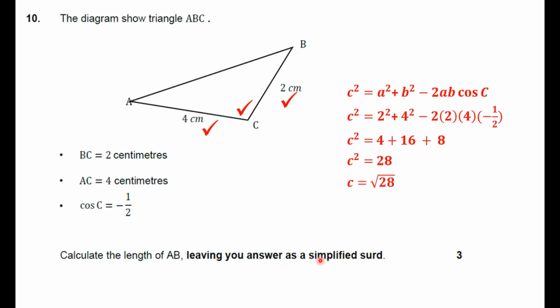But if we look down here, we want a simplified surd. Find a square number that divides 28. That's going to be 4. 4 times 7 makes 28. So one square root can be split into 2 square roots like this. We do it so we can get a number for this, which we know the square root of 4 is 2. So c equals 2 root 7, and that's the answer for 3 marks.